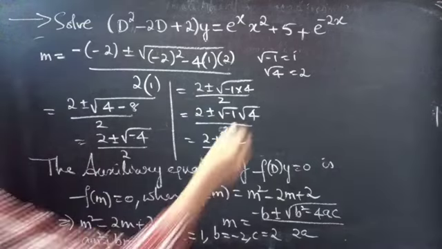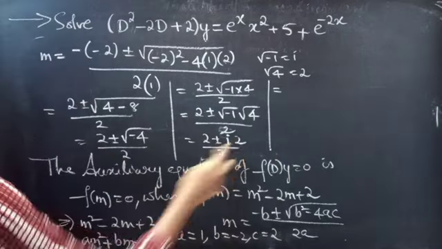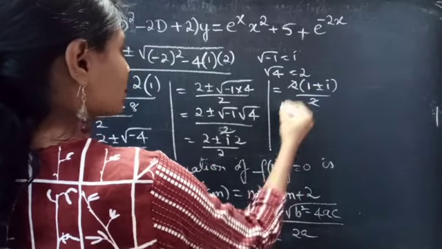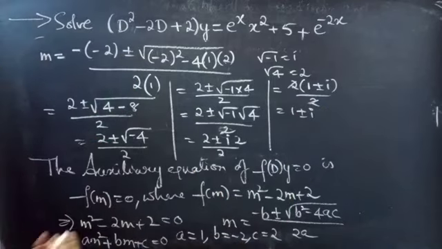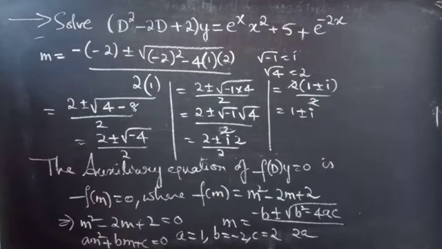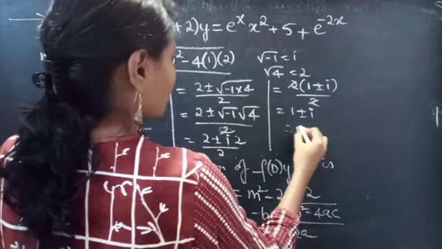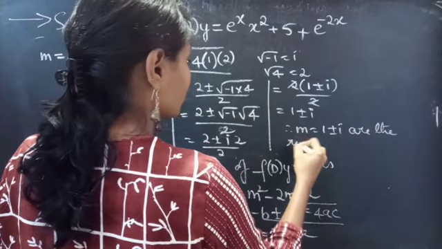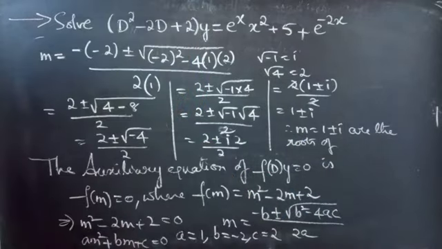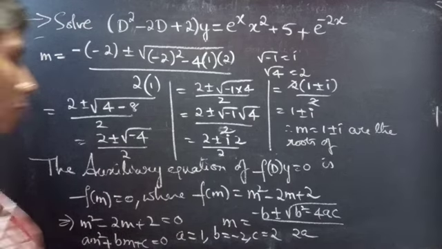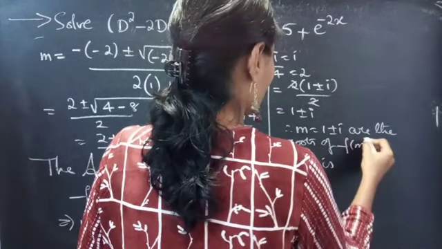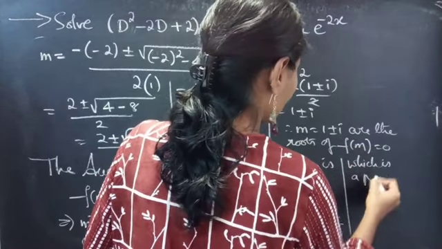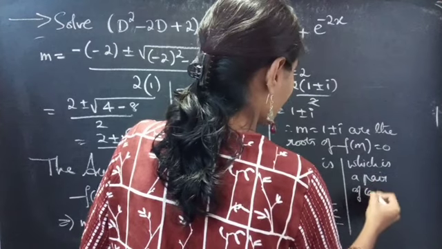Right? Now take 2 common from the numerator. We'll get 2 times 1 plus or minus i by 2. 2 gets cancelled and we'll get 1 plus or minus i, which is a pair of complex conjugates. Right? Therefore, m equals 1 plus or minus i are the roots of our auxiliary equation f of m equals 0, which is a pair of complex conjugates.